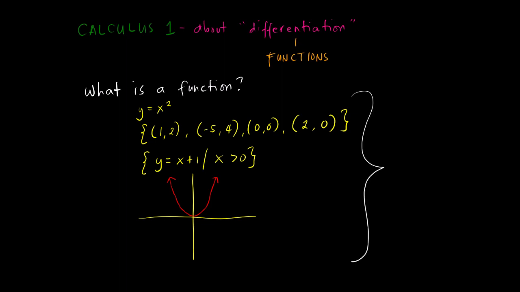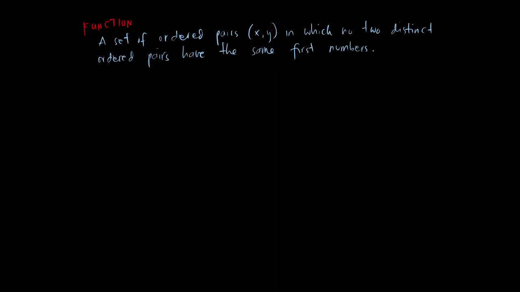But how do we know that these are functions without knowing the true definition? There are many ways to define a function, but all of them mean the same thing. A function can be defined as a set of ordered pairs in which no two distinct ordered pairs have the same first numbers. The last part, no two distinct ordered pairs have the same first numbers, differs it from the term relation.